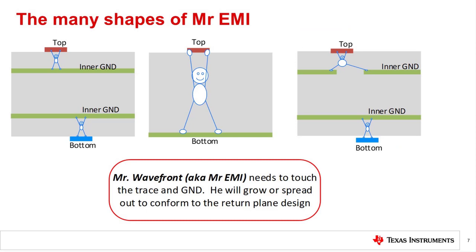A silly analogy that helps explain how the wavefront beneath a signal trace changes its size is Mr EMI.